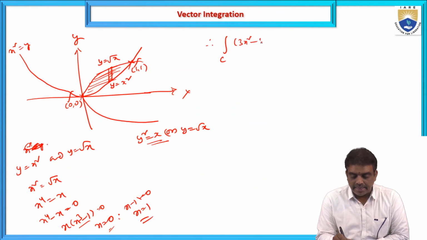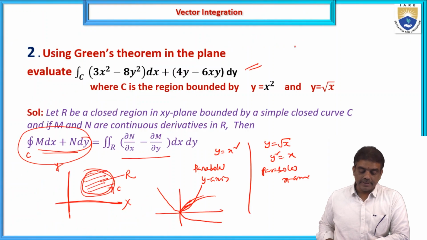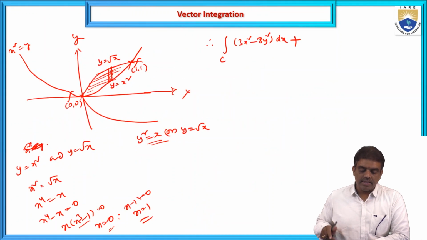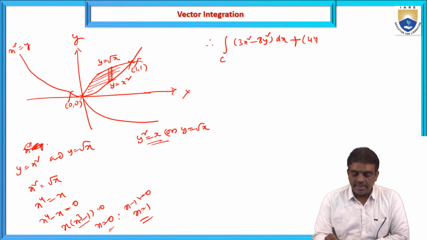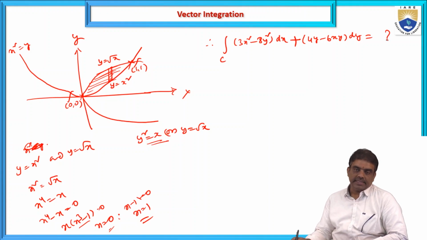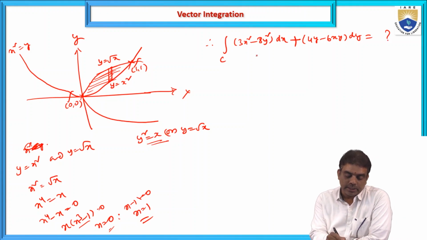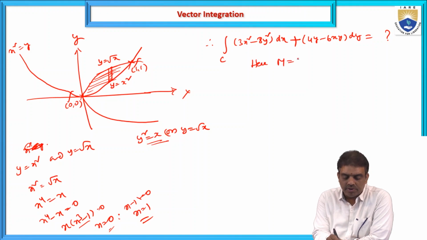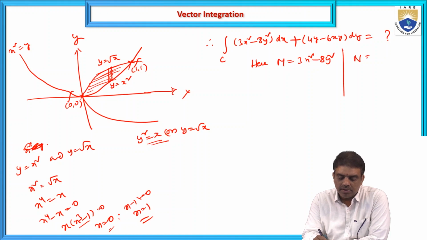the integral of (3x square minus 8y square) dx plus (4y minus 6xy) dy is what we need. Now we have to apply Green's theorem to evaluate this. The integral looks like M dx plus N dy. Here M is equal to 3x square minus 8y square, and N is 4y minus 6xy.